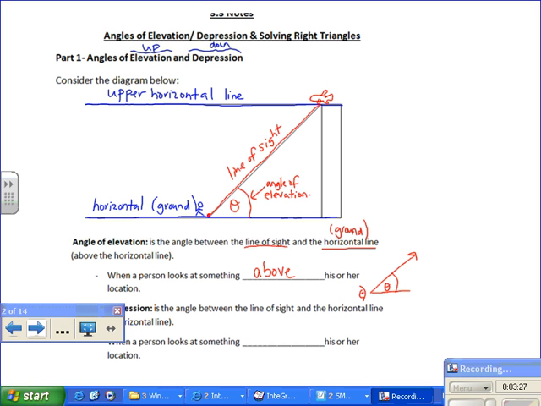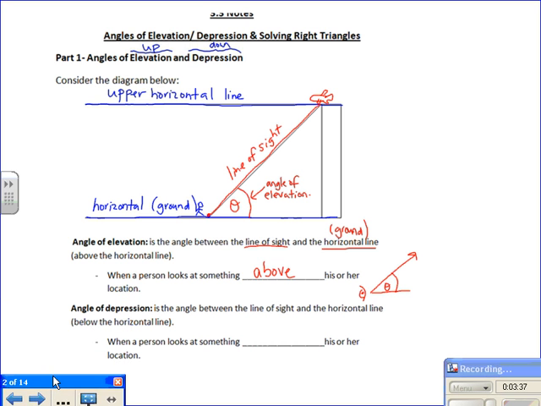And the angle of elevation is pretty straightforward. It's between the ground where we're standing and the line of sight to the object that we're looking up at. That's the angle that it makes. The angle of depression is slightly different. It's a little bit more complicated because if we're looking down at something, so if I was, for example, a person in the plane up here, and I was looking down at the person below me, the line of sight is the same. However, the angle of depression is formed between the line of sight and an upper horizontal line. So this right here is the angle of depression.